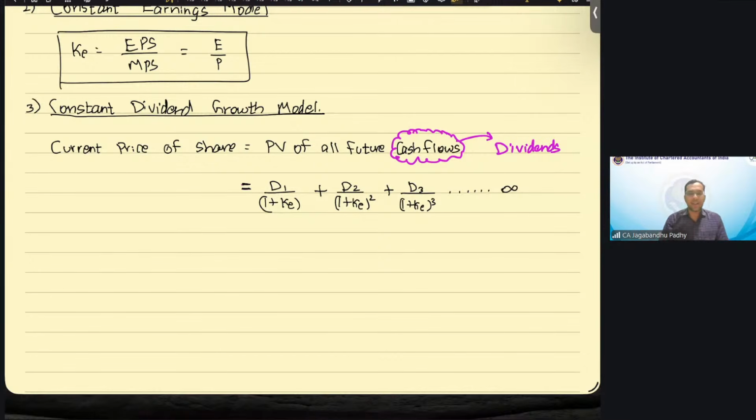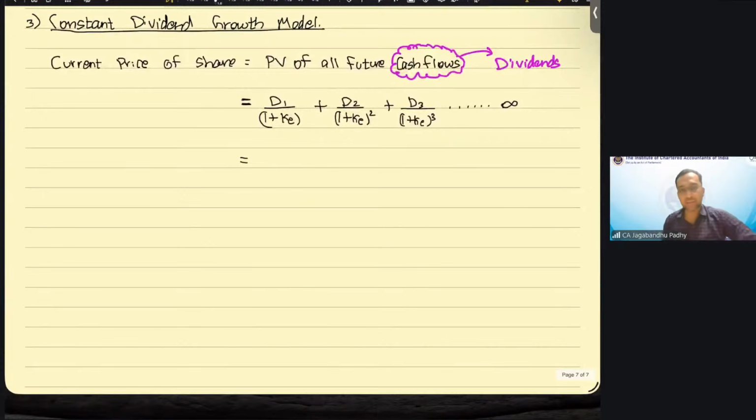Obviously, as an equity shareholder, you're not going to be satisfied with the same amount of dividend forever. There has to be something called growth in dividends. Dividend needs to grow. So now that growth in dividend is something which we need to account for.